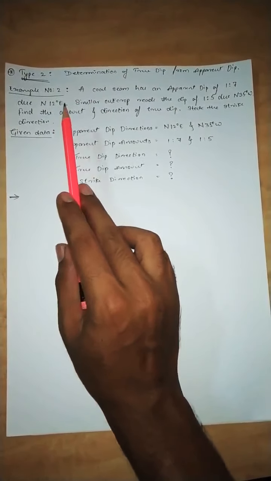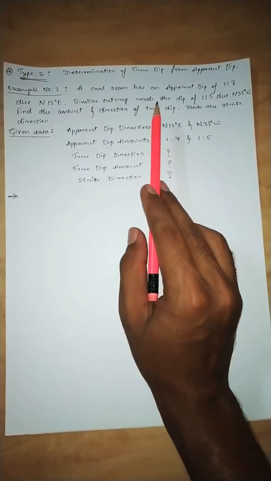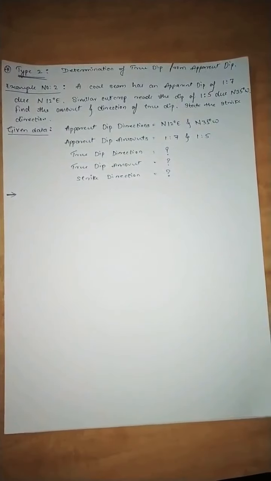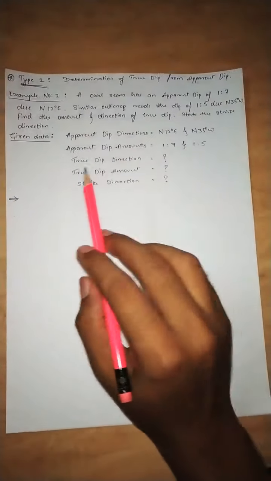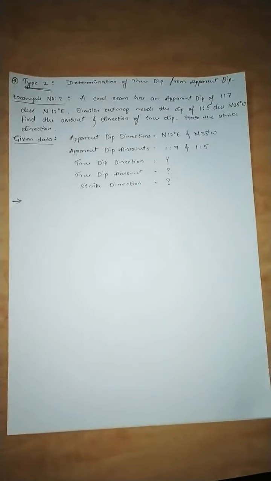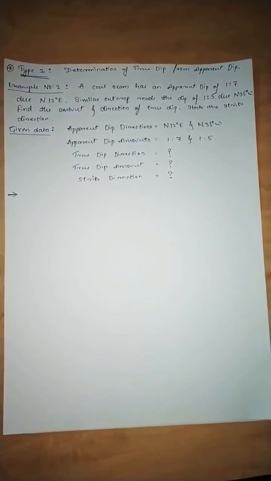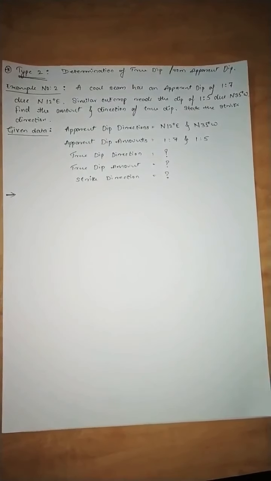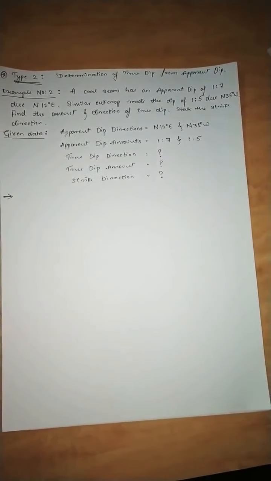So example number 2: a coal seam has an apparent dip of 1:7 due north 12 degree east. A similar outcrop reads a dip of 1:5 due north 35 degree west. Find the amount and direction of the true dip. State the strike direction.